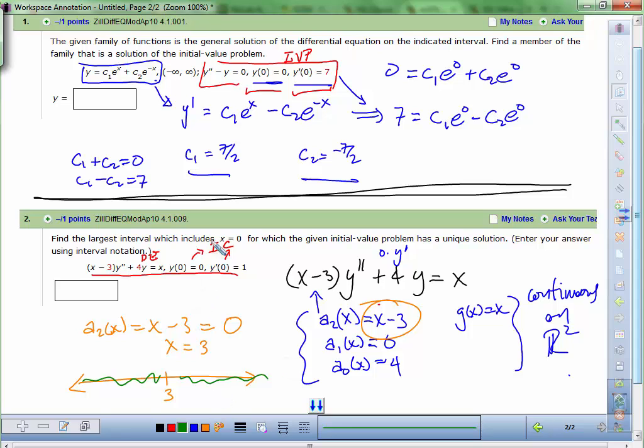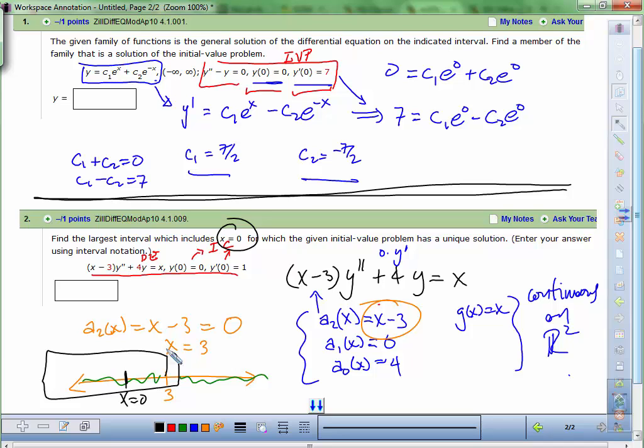Yeah, so it's the one with 0, right? According to your problem here, find the largest interval which includes 0 for which the given IVP has a unique solution. So x equals 0 is right here, so I would have to choose this interval, not including 3.